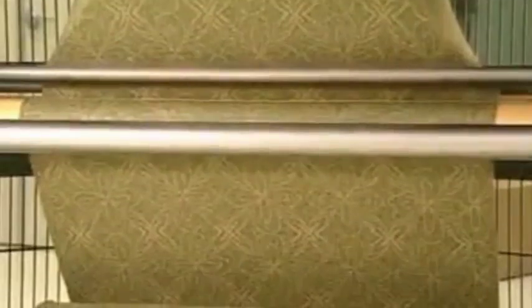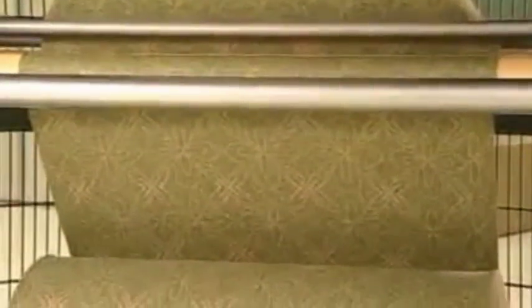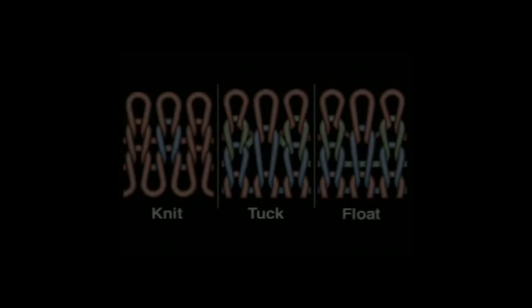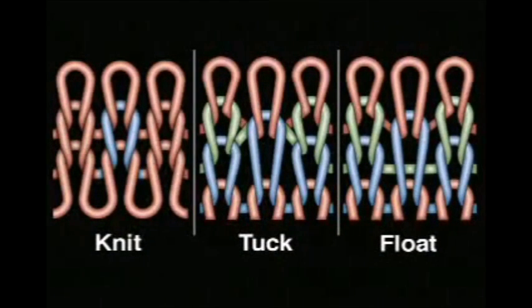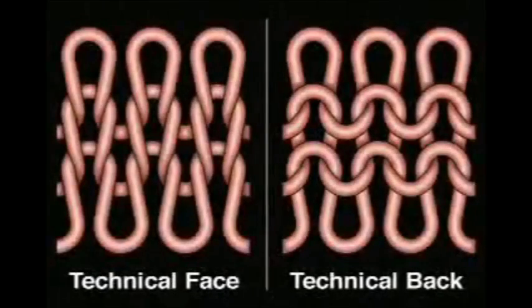In this segment, we discuss the design of the fabric and the basic stitches that make up knits. There are only three types of loops or stitches possible in weft knitting: knit, tuck, and float. Let's take a look at the first one, the knit stitch.